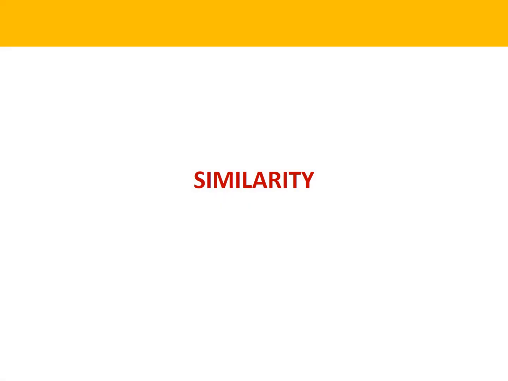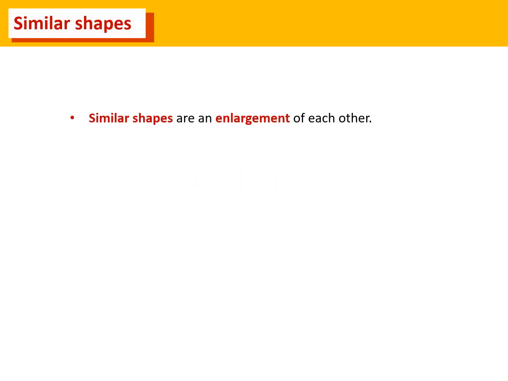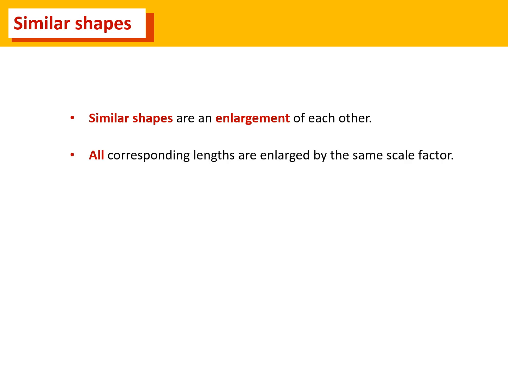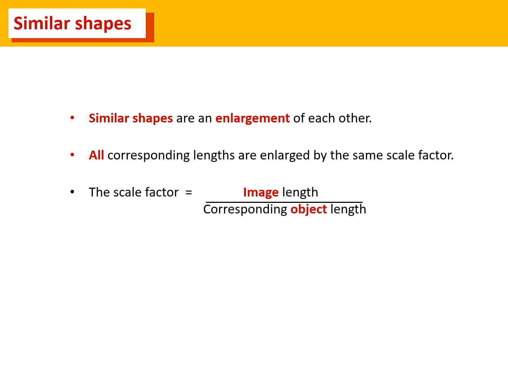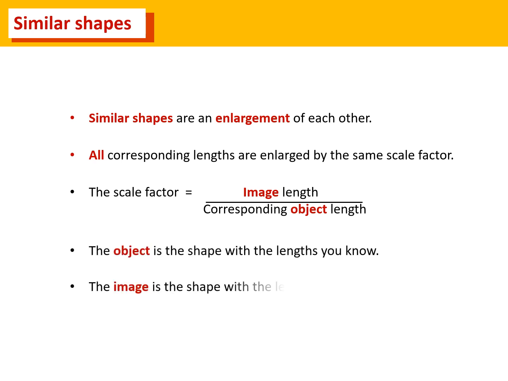Video on similar shapes, and we'll also include similar triangles. Similar shapes are an enlargement of each other. All corresponding lengths are enlarged by the same scale factor, and the scale factor is found by taking the image length and dividing it by the corresponding object length. The object is the shape with the lengths that you know, and the image length is the shape with the lengths you're trying to find.